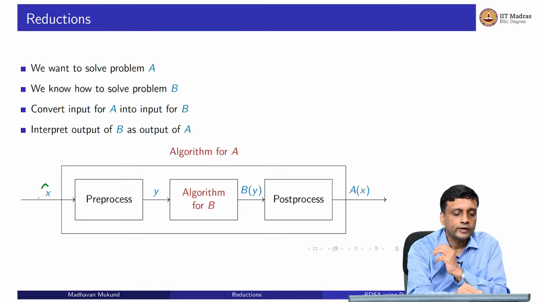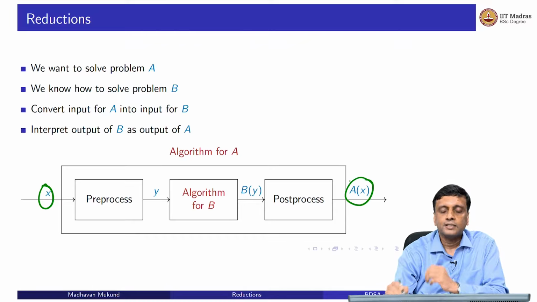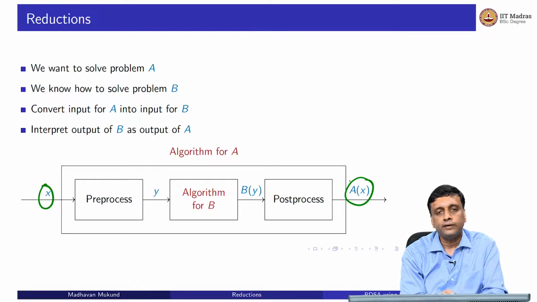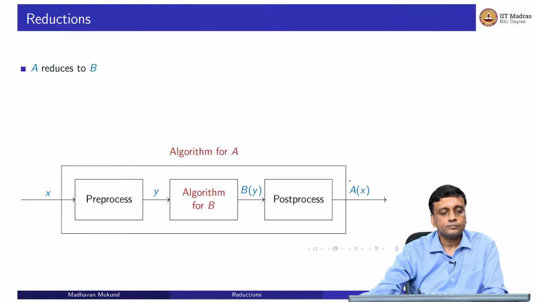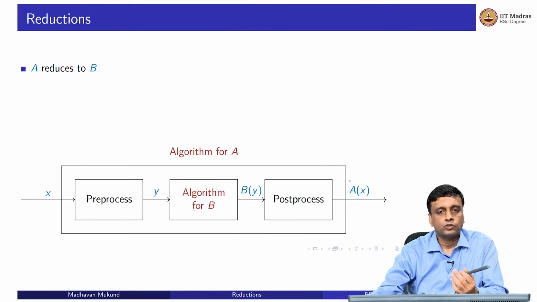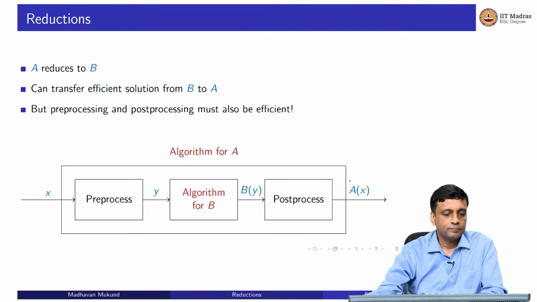So this is what we wanted. Given A, we wanted the answer that A should provide for X. So what we do is we pass the question to B, look at the answer of B, and then reconstruct. So this is a reduction. We say that A reduces to B. If I can solve B, I can solve A. So solving A reduces to solving B.